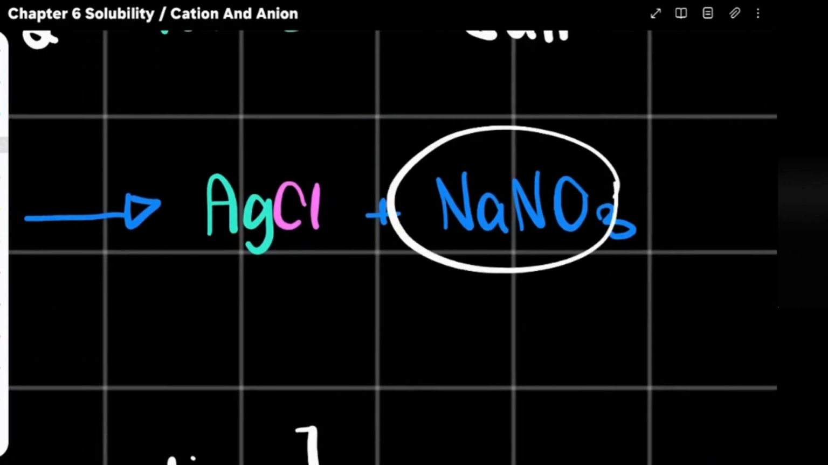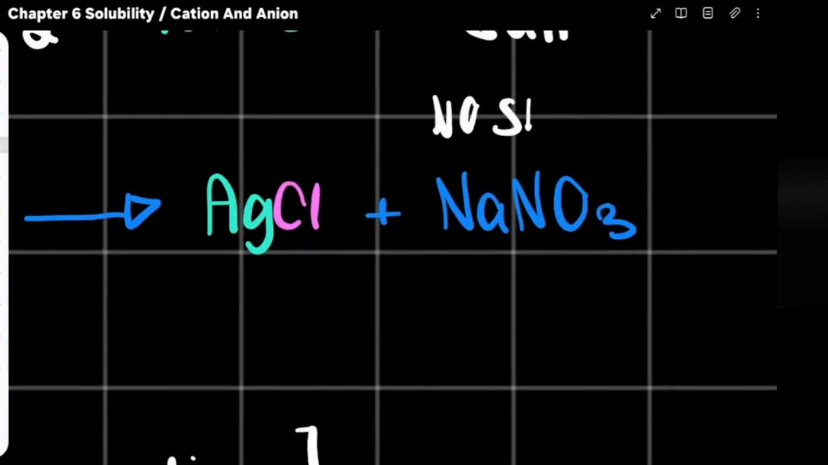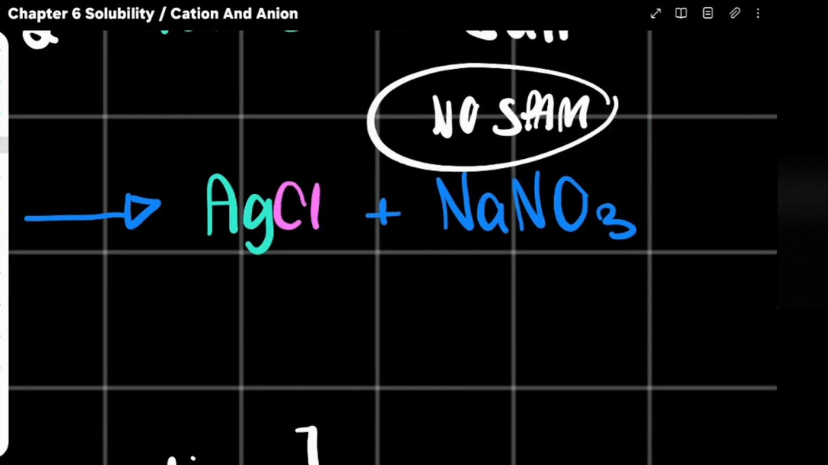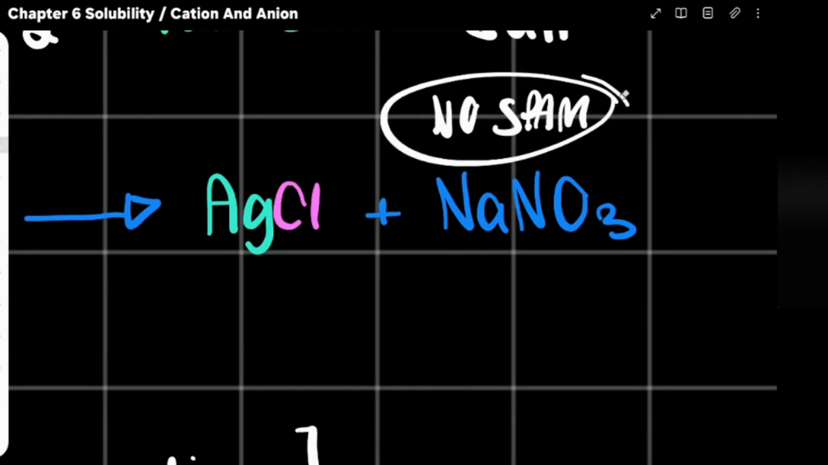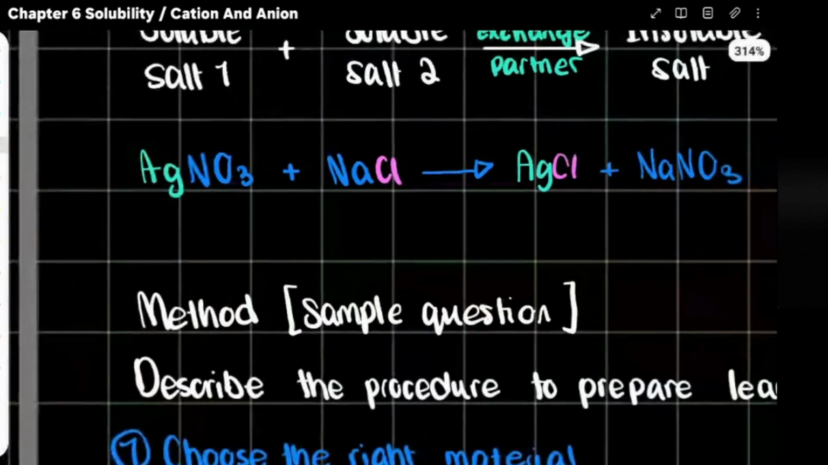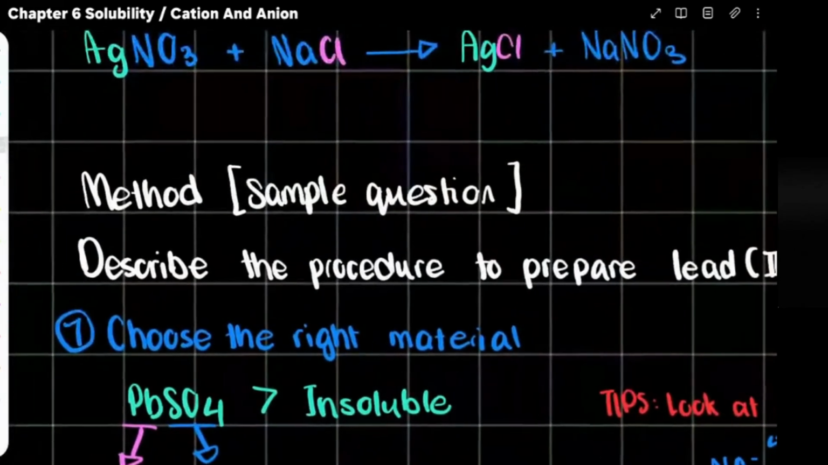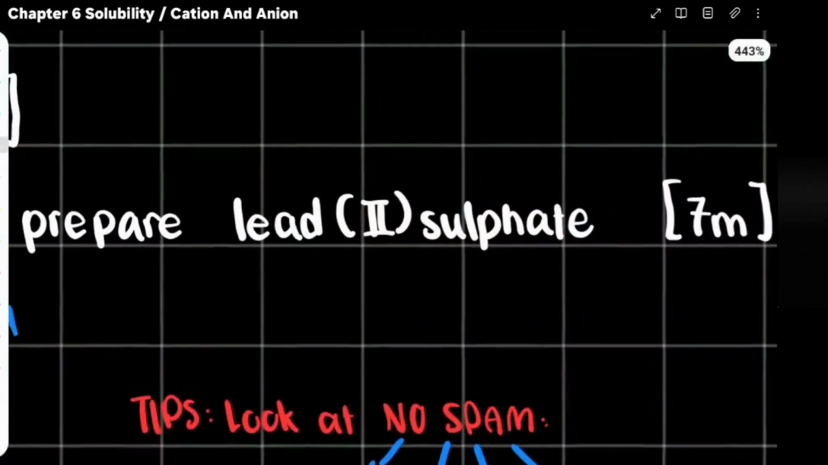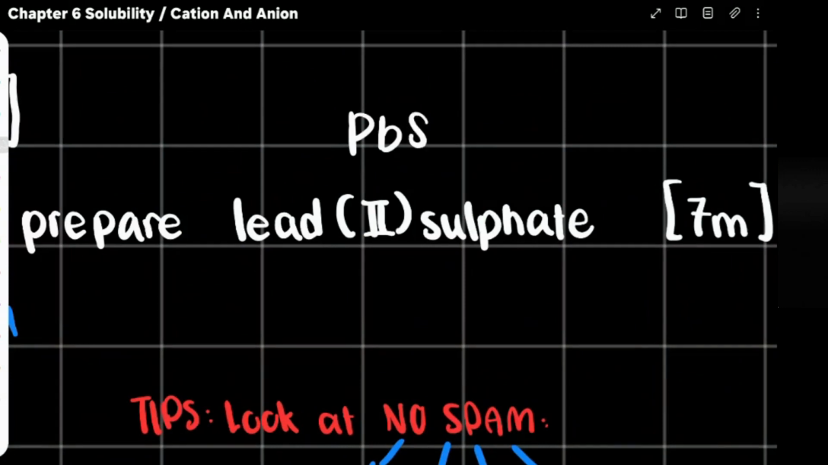And of course, this is soluble. You know why? NO SPAM. You have to get used to this formula, this shortcut method. Of course, sodium and nitrate, both of them are soluble. So they ask you to describe the procedure to prepare lead sulfate. So they want Pb and also SO4.